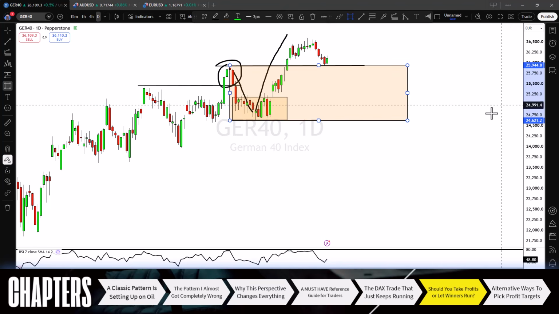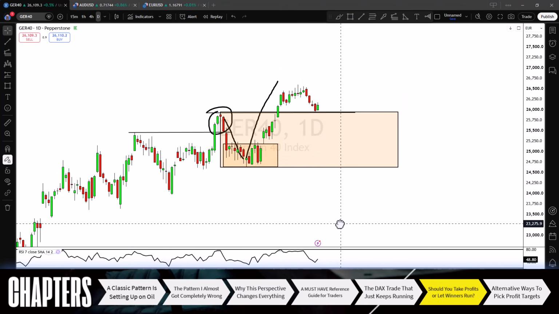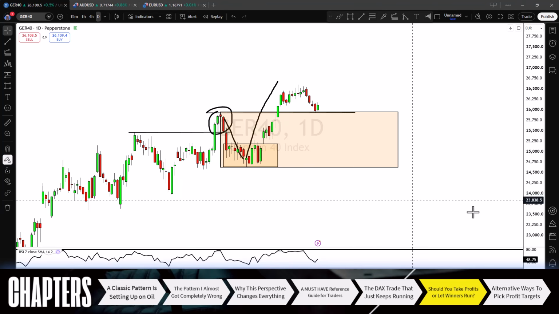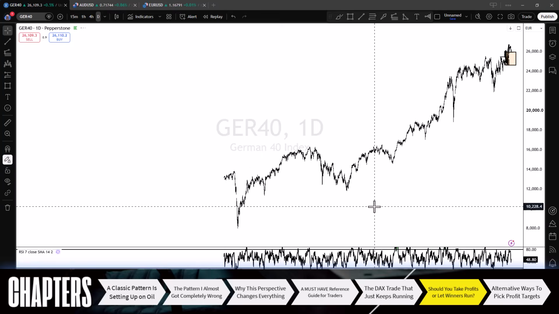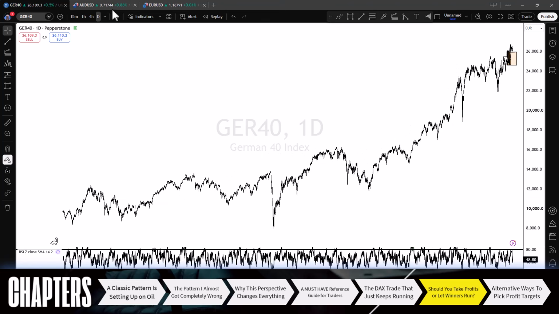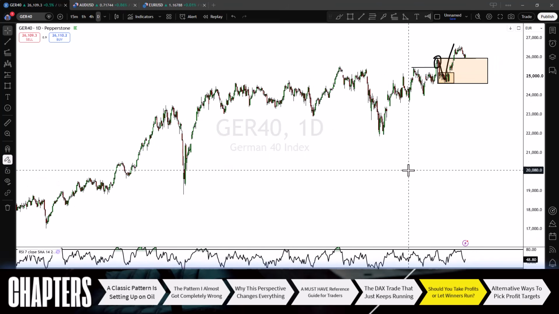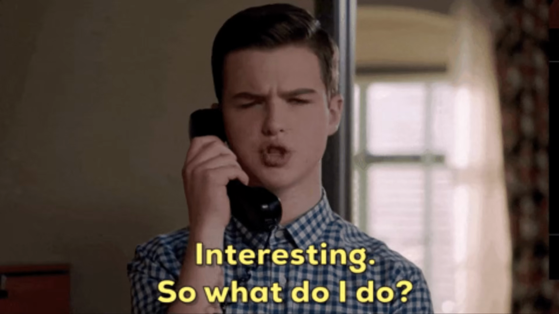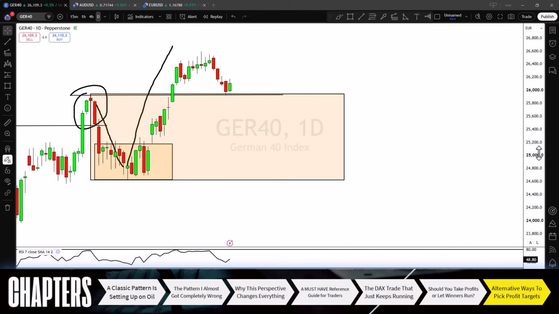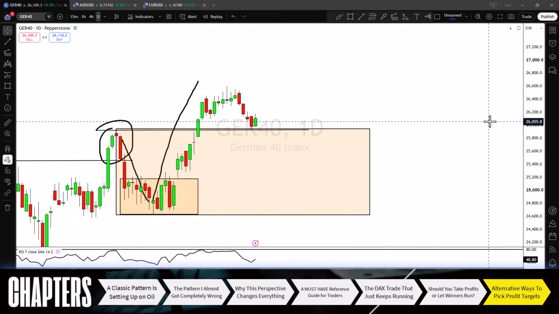And for me, my targets are always based on structure. However, in a situation like this, where we are at all-time highs, as I look back, there is nothing but open space. So if I can't set my targets based on structure, how do I set my targets? And this is where our other tools come into play, and I'll just show you a few of them.